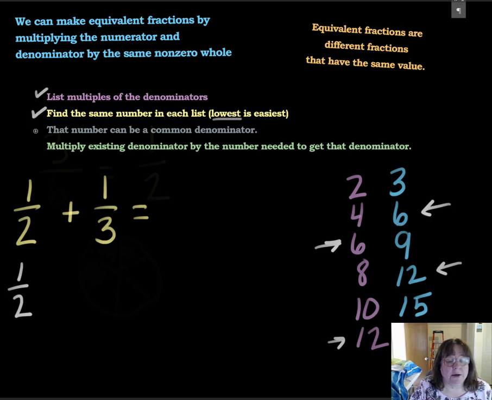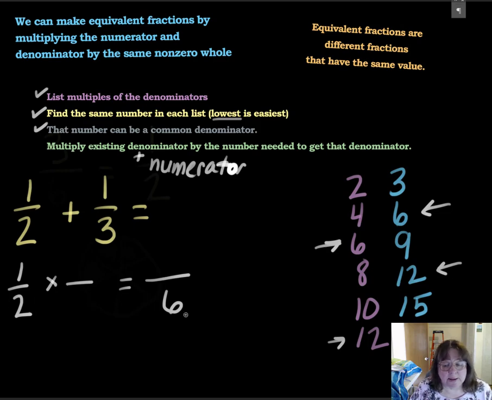Let me put our check marks here. Multiply existing denominator. I should have said numerator and denominator. I'm going to have to fix that. And numerator to get that denominator. Okay, 1/2. I'm obviously going to have to fix this. I hope it still makes sense. 1/2. We want to convert it into something that has a denominator of 6. So 2 times what equals 6? Well, hopefully you know your 2's. If not, no worries. We've got our chart here.